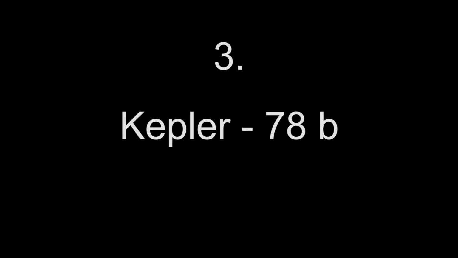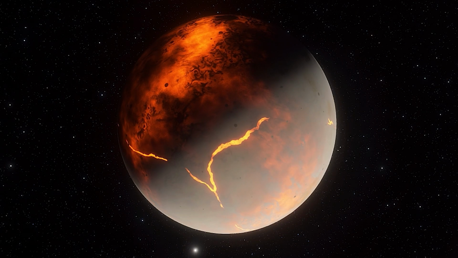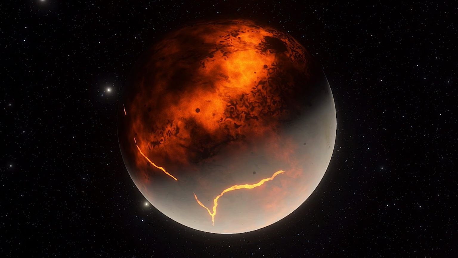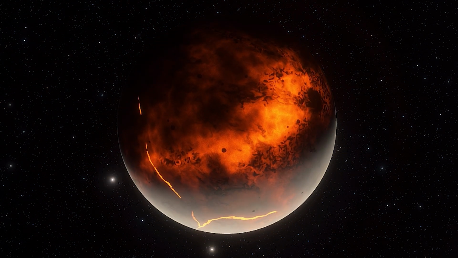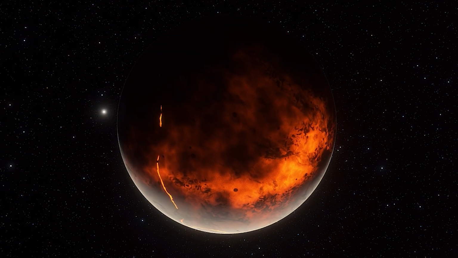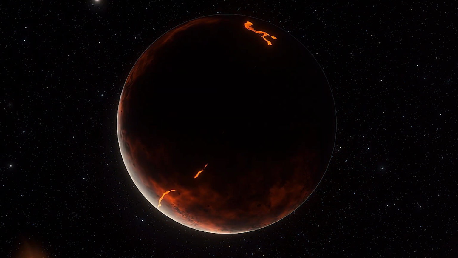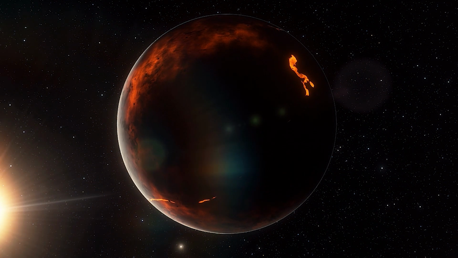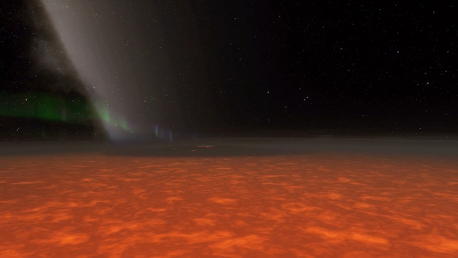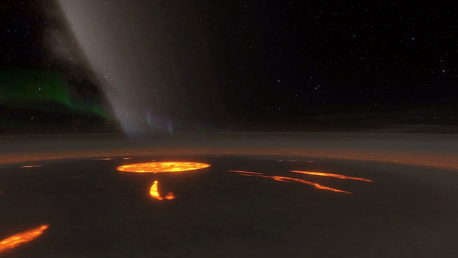Number 3. Kepler-78b, a world made up almost entirely of lava. Over 40 times closer to its star than Mercury is to the Sun, its temperature is estimated to be around 2000 degrees centigrade. Although this planet is a similar size to Earth, I wouldn't recommend visiting anytime soon.